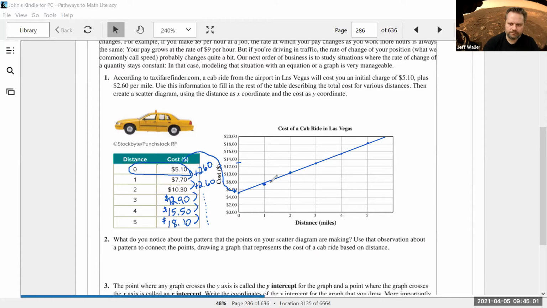All right. Anyway, it didn't tell you to connect the dots, I don't think, right? Use that observation about a pattern to connect the points. You just did number 2, Jeff. Good job. But that should be something you guys like. If I just put points, I'm like, let me connect the points, please. And obviously it's a straight line, like we said.